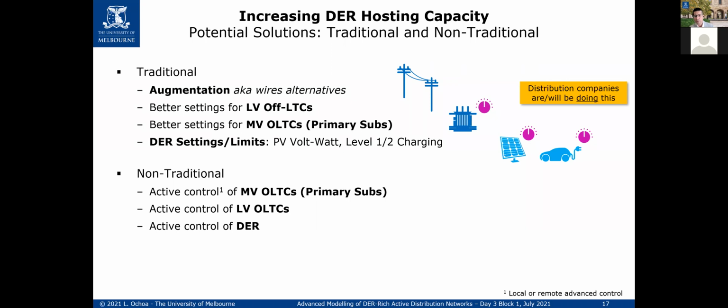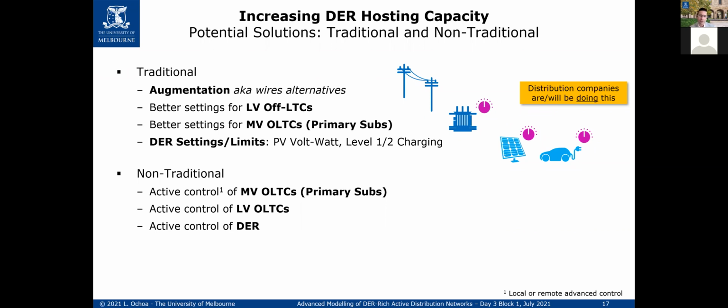You can actually use as well better settings for your off-load tap changers. So these are the distribution transformers. Some of them in some countries can actually be disconnected. So that's why it's off. And then you just move the tap. You don't have many positions. By doing that, you can actually regulate the voltage and then bring benefits, either because of excess of load or because of excess of generation. You can have better settings in your on-load tap changers in the primary subs as well. And you can, of course, implement, and I call it traditional now because these are standards and we're using them around the world, the standards that involve the volt-watt functionality for photovoltaics or volt-var, impose your level 1 or level 2 charging, etc. So this is kind of restricting things, all right? So distribution companies are doing this in many countries or will be doing this in many countries.